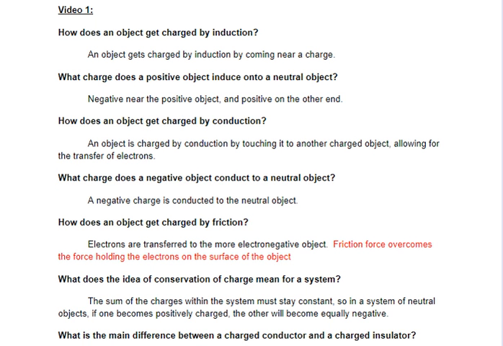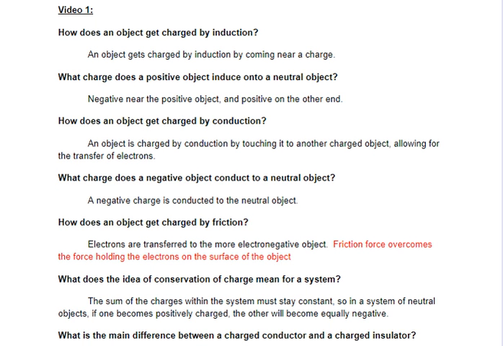How does an object get charged by conduction? An object is charged when you actually physically touch it and transfer charges across. So for example, what charge does a negative object conduct to a neutral object? A negative conducts a negative charge. Why? Because it gives a lot of electrons over to the neutral object. Now, of course, if I have a positive object, I will actually conduct a positive charge because the negatives jump across to the positive object when it's touched.